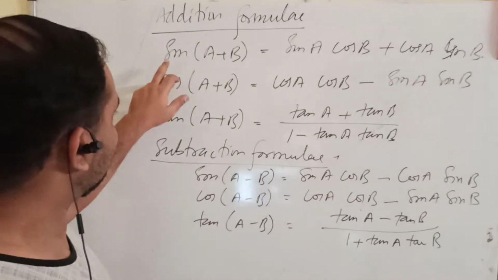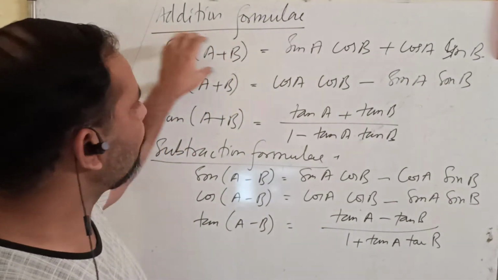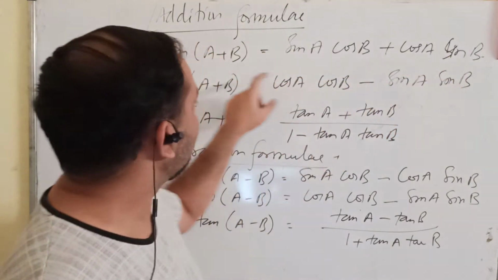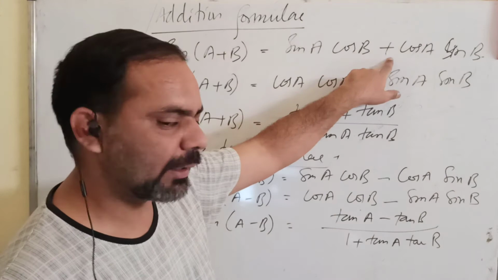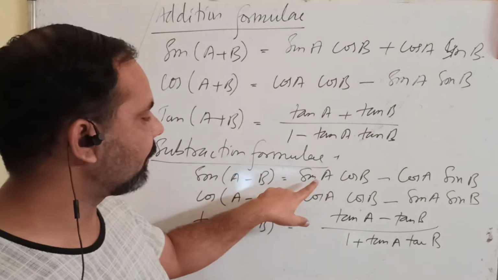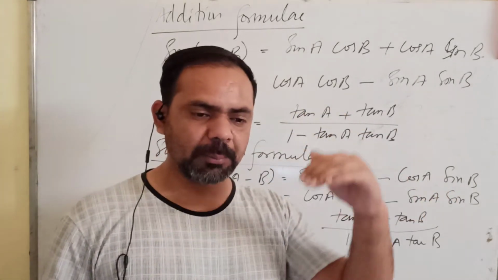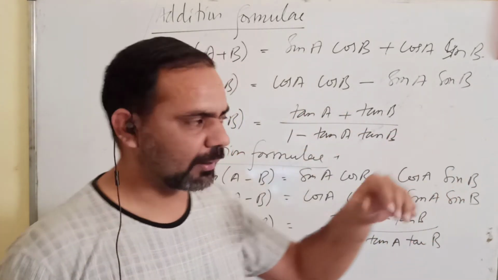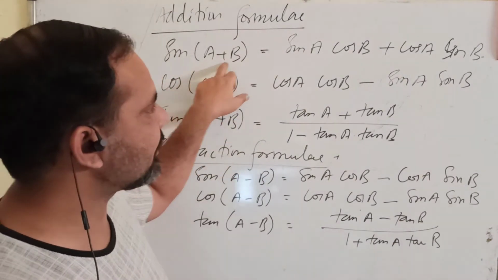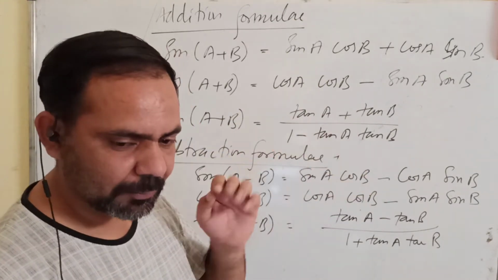Now how to remember them? Whenever you have sine A plus B, for sine you will write sine cos, cos sine, and whatever sign is there you will write that sign itself. In case of subtraction also, if you have sine A minus B, then it will be sine cos, cos sine. For sine the order will be sine cos, cos sine, and put that sign which is given to you. If it is plus, you mention plus. If it is minus, you write minus.